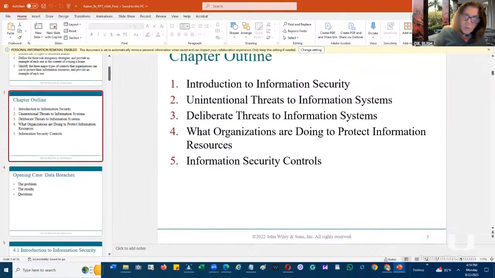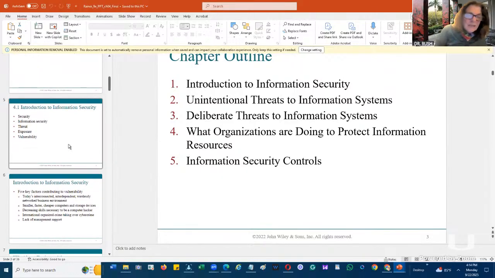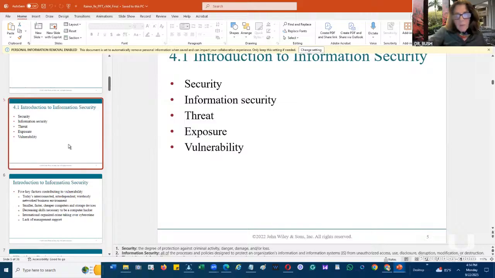So there are going to be ways in which we have security controls to do that. What you need to know is that we have general security, which is protection against any activity or any danger, and information security, which involves certain processes that need to be done. They don't want unauthorized users.